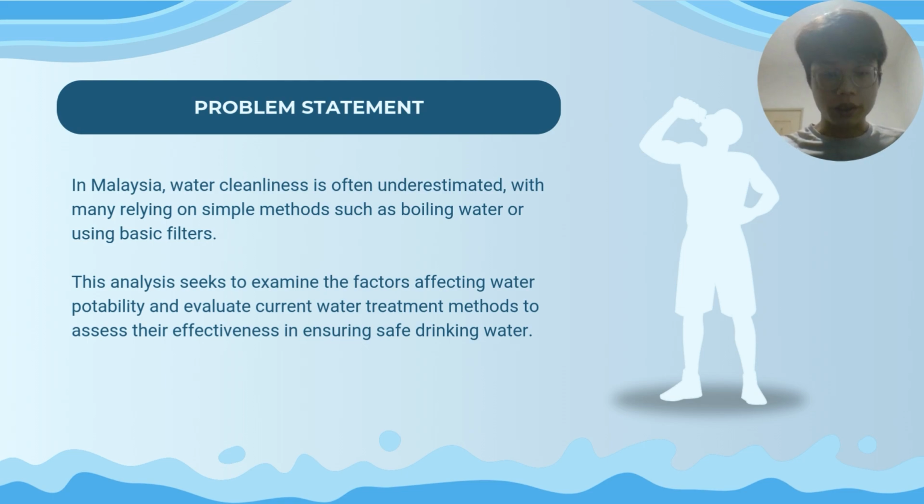Next is problem statement. So in Malaysia, many people think that boiling the water or just filtering the water makes it potable. But actually, the water still contains many harmful contaminants even after you boil or filter it. So our group project seeks to examine the factors affecting water quality and to determine whether the current water treatment methods are effective in ensuring safe drinking water or not.